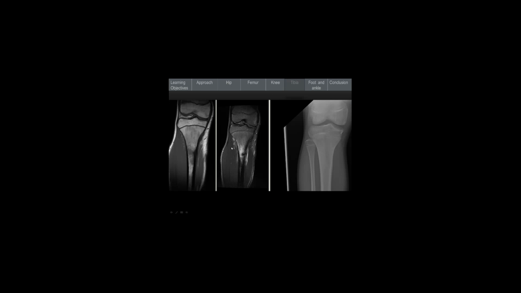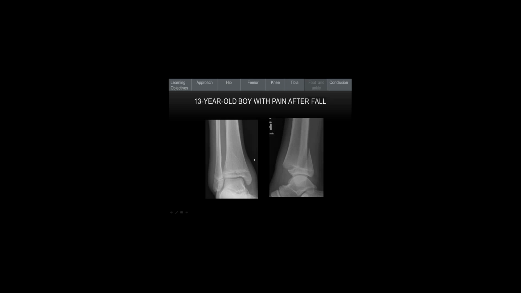And this 14-year-old boy with shin pain, you can see a little bit of sclerosis. On the MRI, you can better see that this child had a stress fracture, probably from running too much. Pain after fall in a 13-year-old boy.